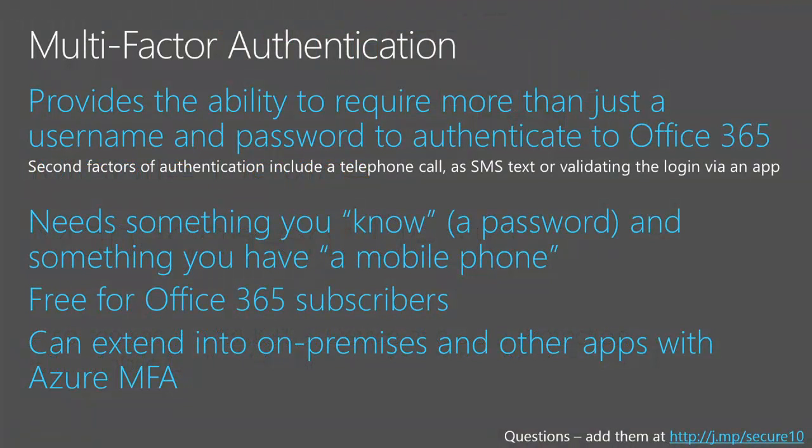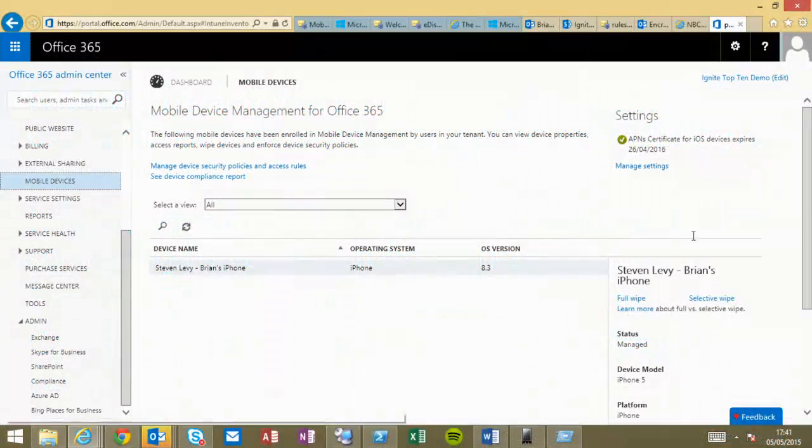All right. Next one up is multi-factor authentication in my remaining 20 minutes. Multi-factor authentication, the ability to provide more than just a username and password to access Office 365. Okay? I need something I know, a password, and I need something I have, which would be, for example, a device. Okay? Again, let's pop over to my demo machine, and we'll turn this one on.